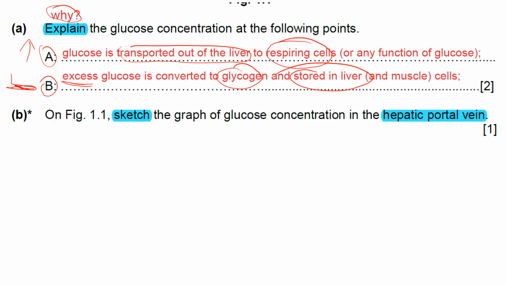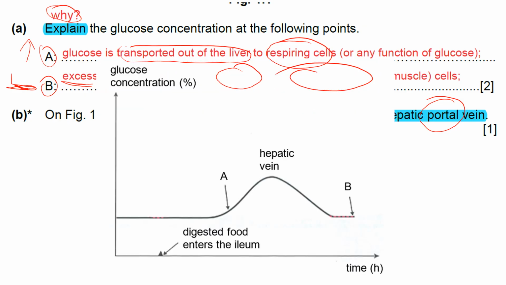All right, part B. Sketch the graph of glucose concentration in the hepatic portal vein. You are looking at the hepatic vein, but the question is asking about the hepatic portal vein. If you remember a little bit about theory, before the glucose increases in the hepatic vein, it must increase in the hepatic portal vein first, so that it can be transported to the liver, then the liver can send it out. Correct? So you see over here, this is where it's being digested, and from here it will start to increase because it's going to be absorbed into the hepatic portal vein.